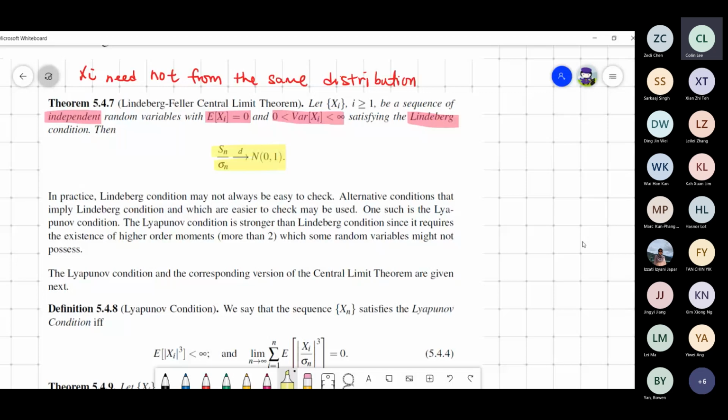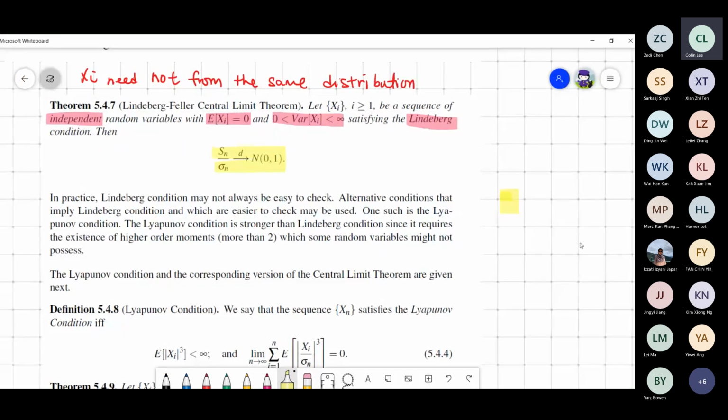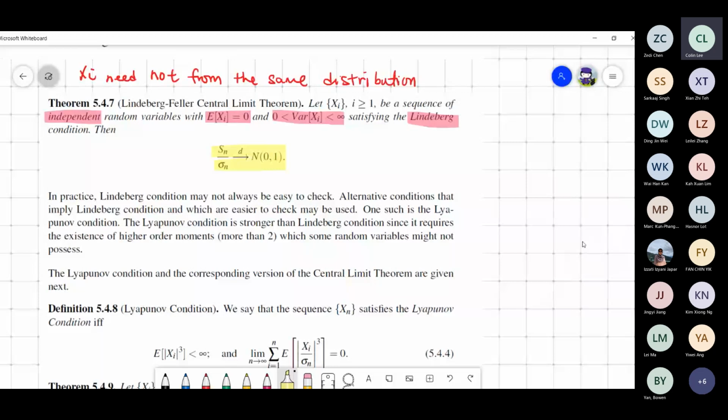Look at here. In practice, the Lindeberg condition may not always be easy to check. I think you can see that the condition is quite difficult. I don't have to state it out here, so you can check it out. It's not easy to verify. So an alternative condition that implies the Lindeberg condition and is easy to check may be used. We look at something slightly simpler than the Lindeberg condition and also stronger than it, so it is better to be used.